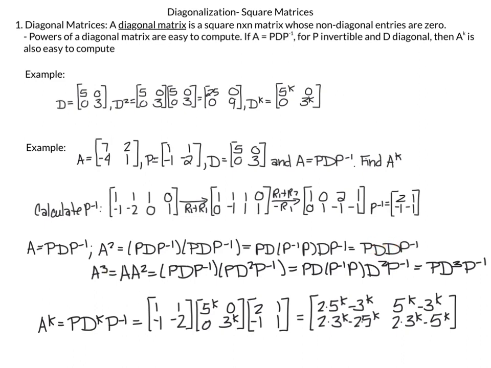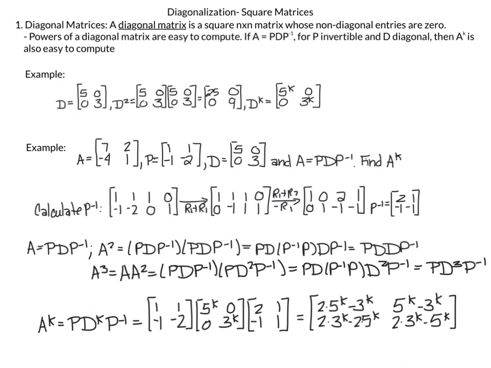So A cubed now becomes A times A squared, so I've written A here, and then my A squared, I have P D squared P inverse. Again, these two can be associated together, and that will give me I. So now I'm going to have P D cubed P inverse. So my formula for A to the K then is going to be P D to the K P inverse. So I have written my P, my D to the K, and P inverse, and I've done the multiplication out here to get this matrix here.